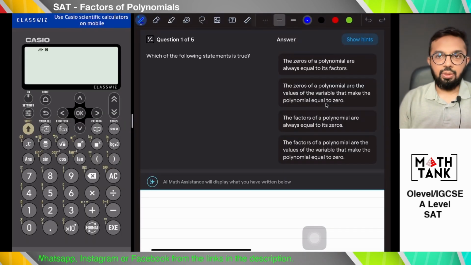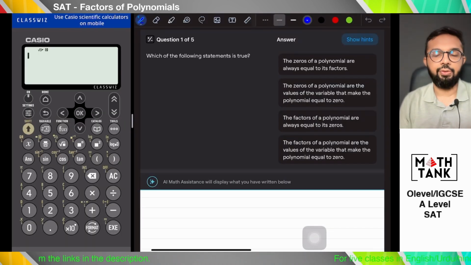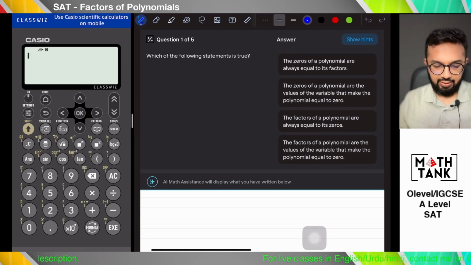Hello and welcome to another set of questions for factors of polynomials. These are medium level questions. Let's see what it says.